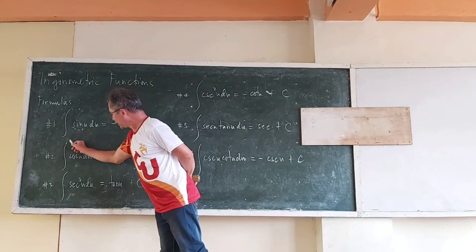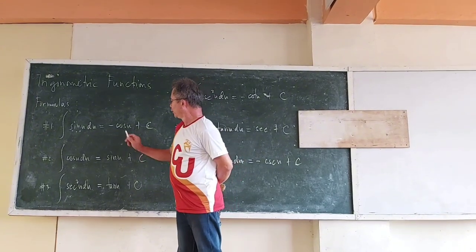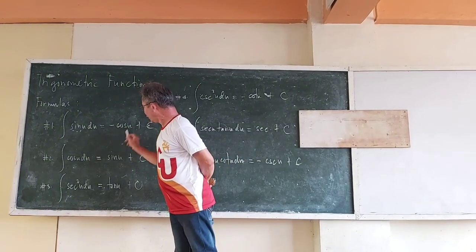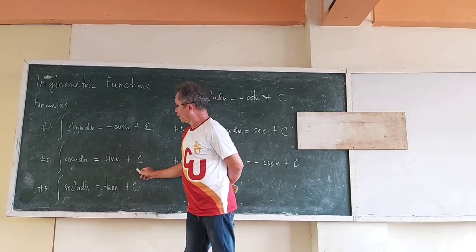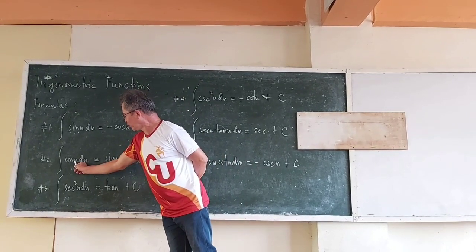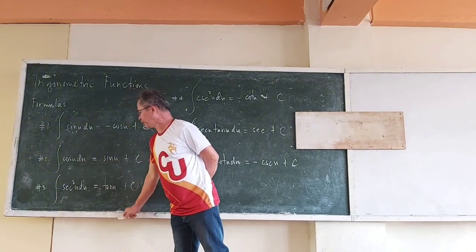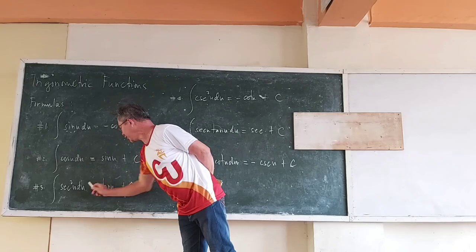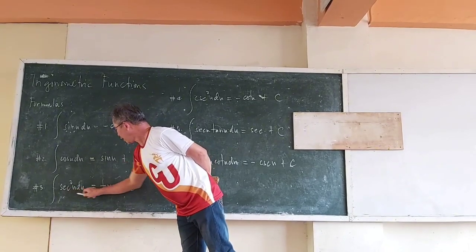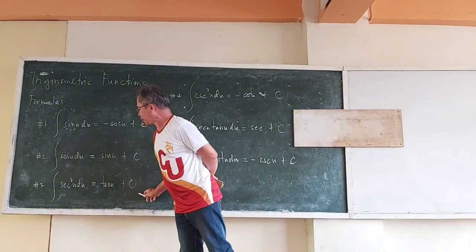The second one is the integral of cosine u du. Then instead of negative cosine, you will be writing here sine u plus c. Again, the same, you are going to conform the u with your du. Number 3, the integral of secant squared u du. Then the formula of the answer is just tangent u plus c, constant.